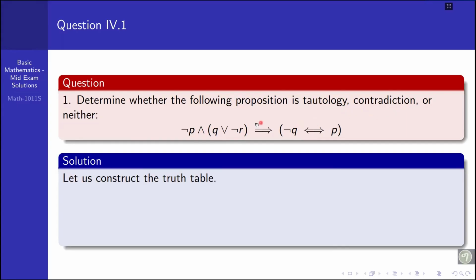We know that whenever the truth value of the given compound statement is always true, whatever the truth values of its component statements are, that compound statement is said to be a tautology. It becomes a contradiction whenever the truth value of the given compound proposition is always false, whatever the truth values of its component statements or propositions.